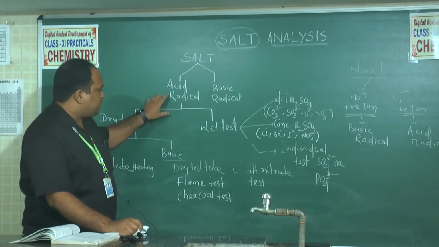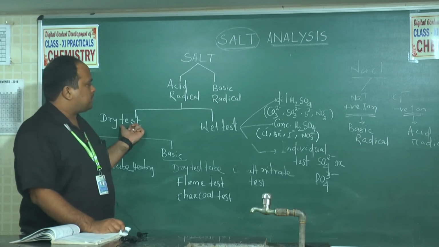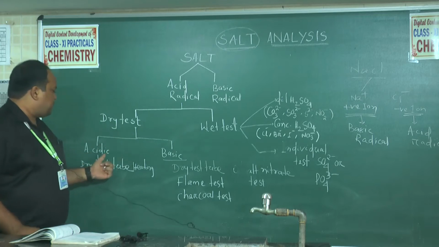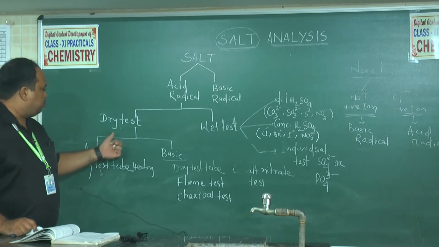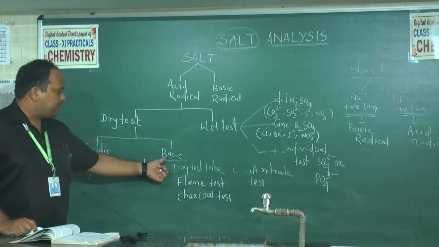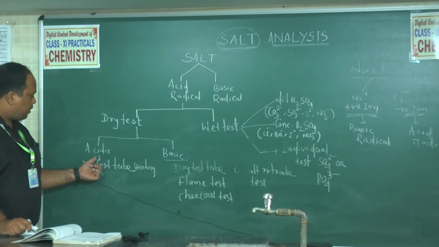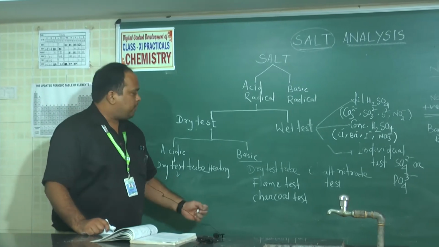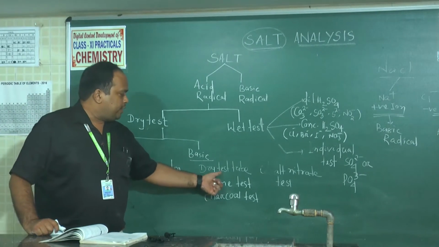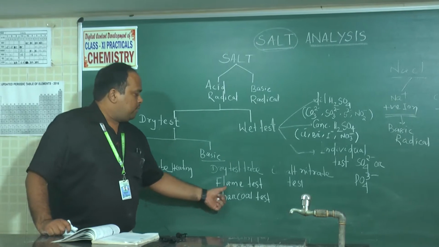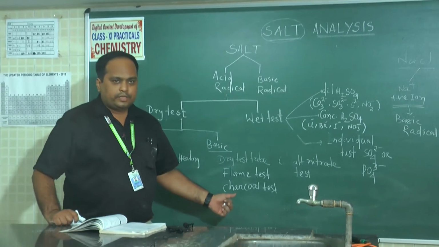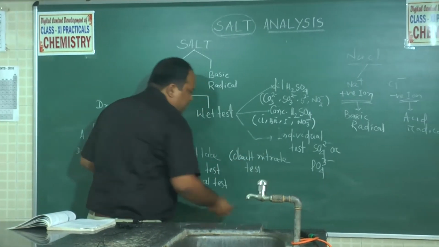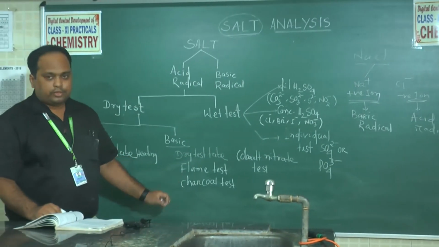For acid radical we have the following two tests, dry test and wet test. The dry test is partitioned into two parts. Dry test is applicable for both acidic and basic. One by one, we will do the acidic dry test tube heating. For basic, dry test tube heating is also applicable, then flame test, charcoal cavity test, cobalt nitrate test. With these four tests we will find out the basic radical.